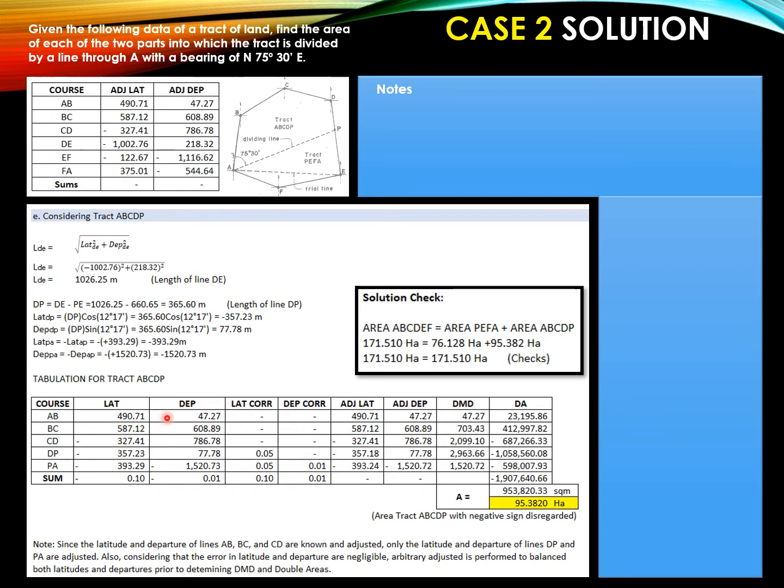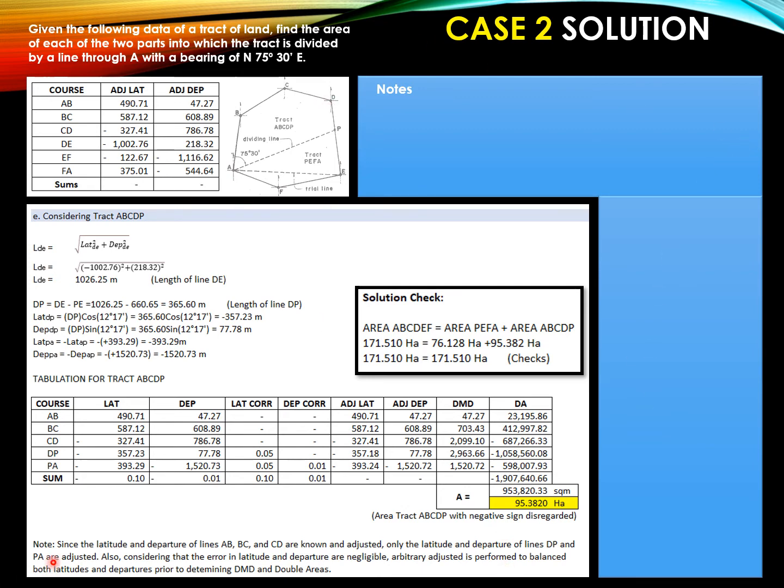Okay? So, using this table, makukuha natin yung error, and then i-distribute natin yung error dun sa kung saan yung computation natin. And then after that, ito, adjusted latitude na, adjusted departure na, which is magsisiro na, then DMD, double areas, and then area. So, here it goes. Ito na yung nakuha natin. 95.3820 hectares dito for the tract ABCDP. So, okay na. So, that's all for this case number 2.